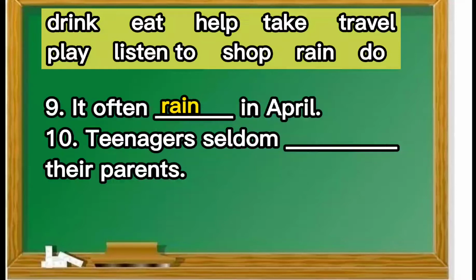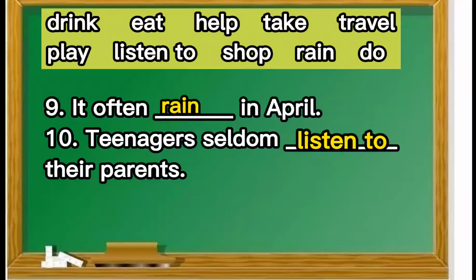Now for our last number, teenagers seldom blank to their parents. Since our remaining verb is only listen to, we will have to choose listen to complete the sentence.